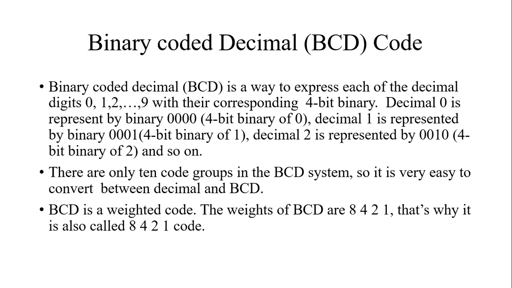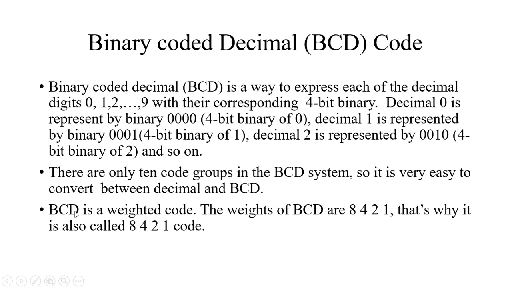In BCD, each decimal digit is represented by its corresponding 4-bit binary. Decimal 0 is represented by four zeros, the 4-bit binary of 0. Decimal 1 is represented by 0001, the 4-bit binary of 1. Decimal 2 is represented by 0010, the 4-bit binary of 2, and so on. There are only 10 code groups in the BCD system. We have 10 decimal digits 0 through 9, so BCD contains 10 combinations. So it is very easy to convert between decimal and BCD.